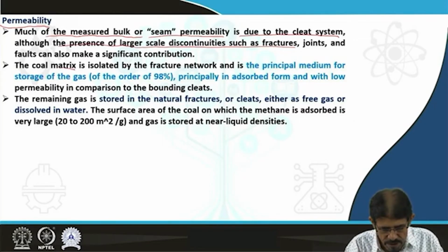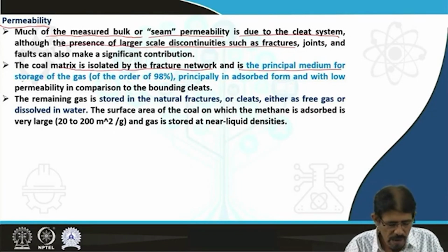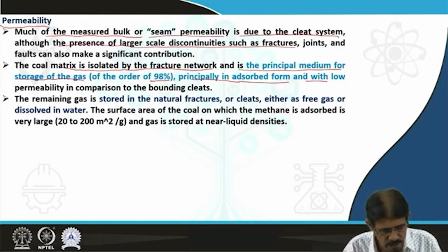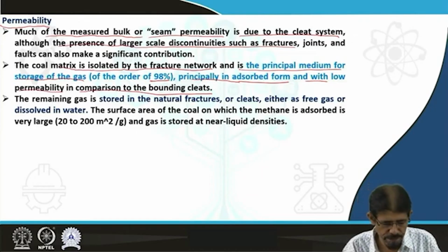The coal matrix is isolated by the fracture network and is the principal medium for storage of gas. As we have already discussed, 95%, some people suggest 98%. So it means close to or more than 95%, principally in adsorbed form and with low permeability in comparison to the bounding cleats. So the micropores are responsible for holding a major fraction of coal bed methane.